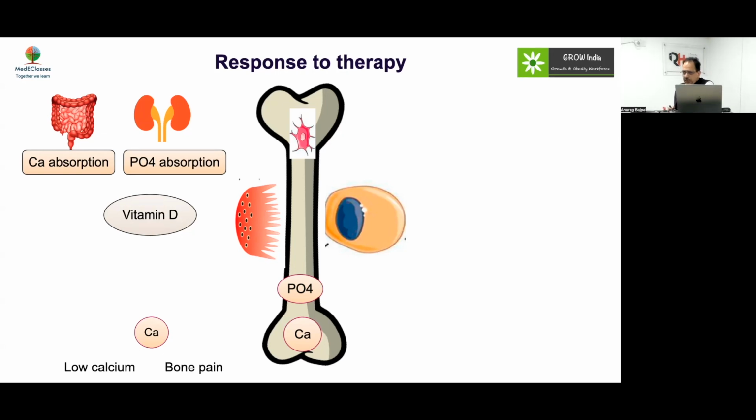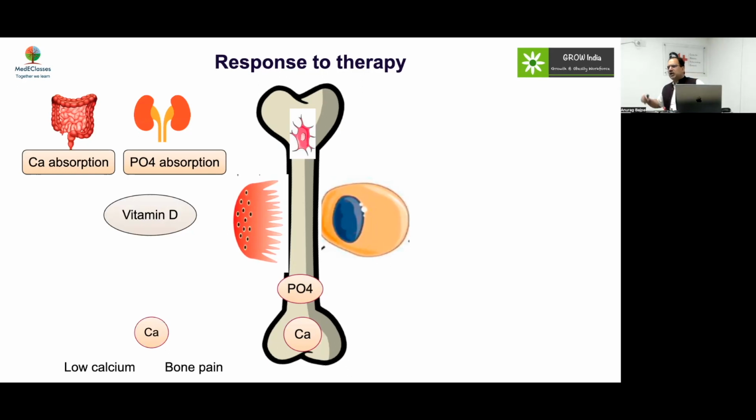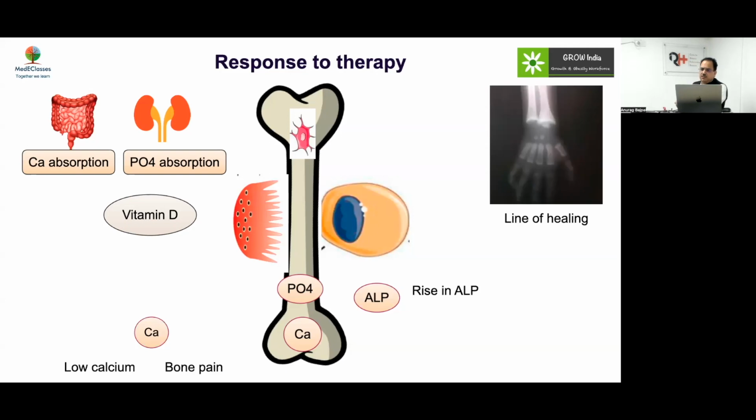So this is common. The second thing to remember is that when you are actually giving calcium and phosphorus, the overall turnover of bone will become more. Your osteoblast will act more, your osteoclast will act more, and osteoblast will produce alkaline phosphatase. So alkaline phosphatase levels may rise during the initial phase of treatment. This is basically a marker of a response. It's not a marker of refractory rickets. You have to be cautious in that regard, as a rise in ALP may happen.